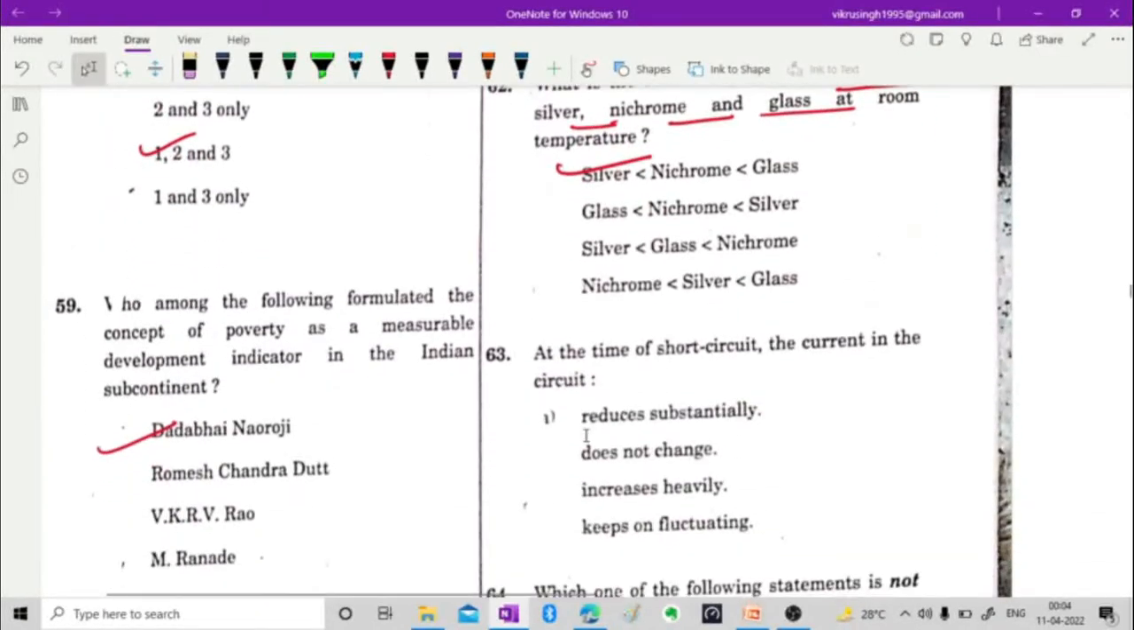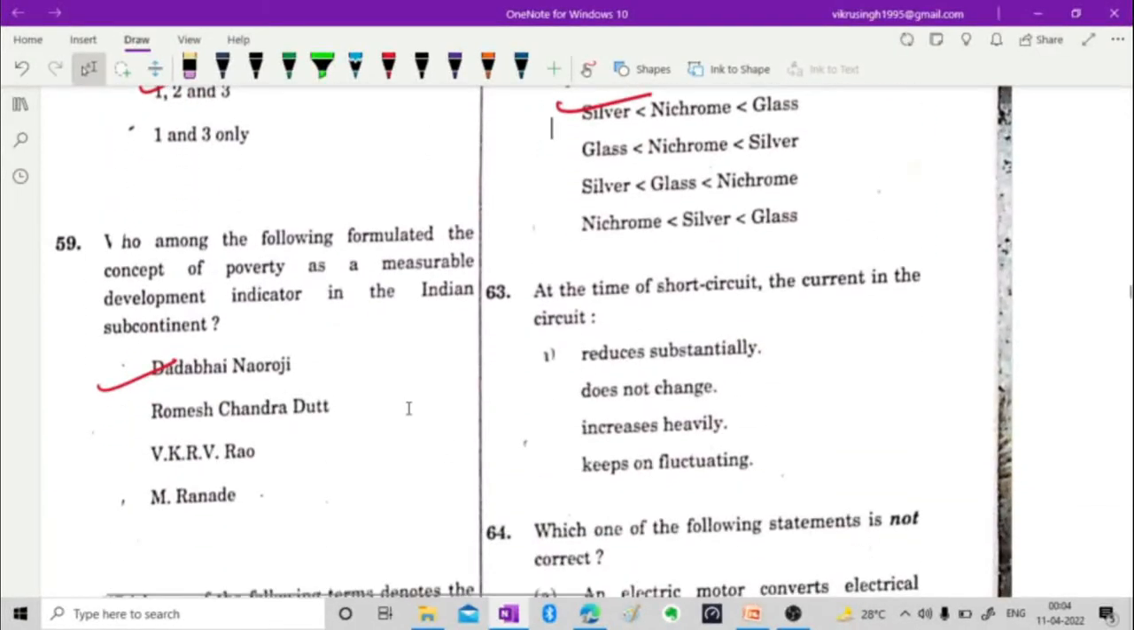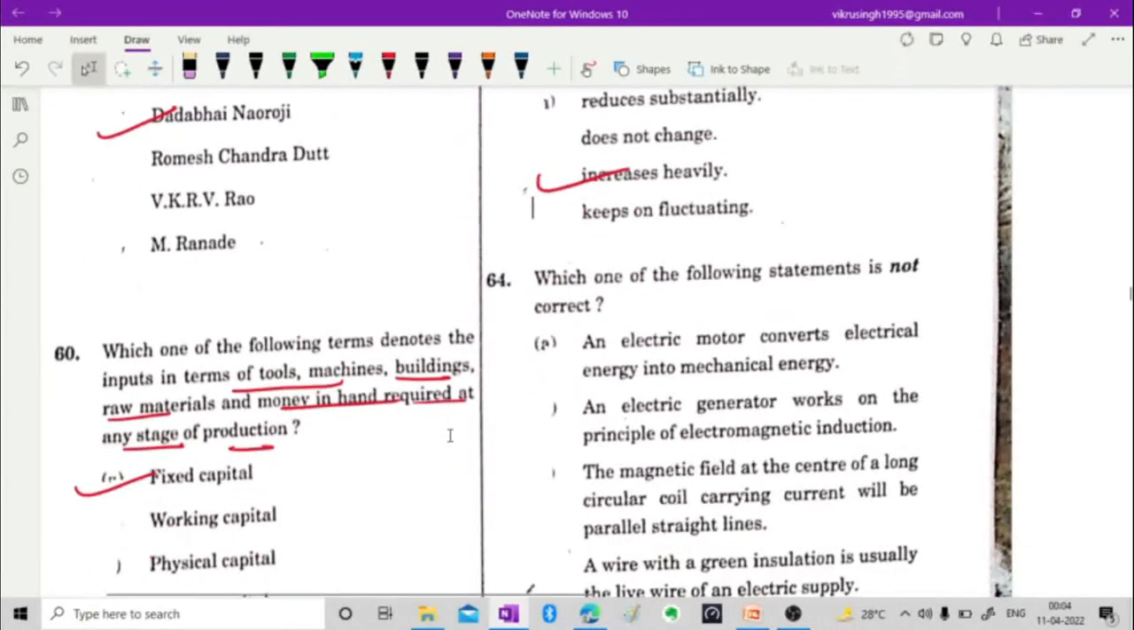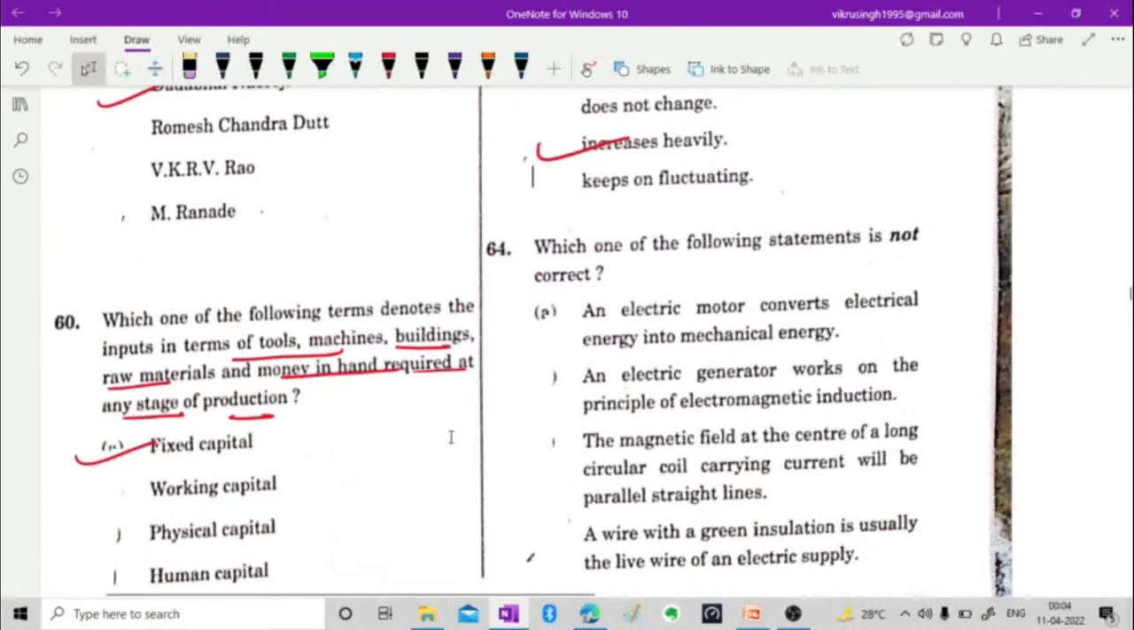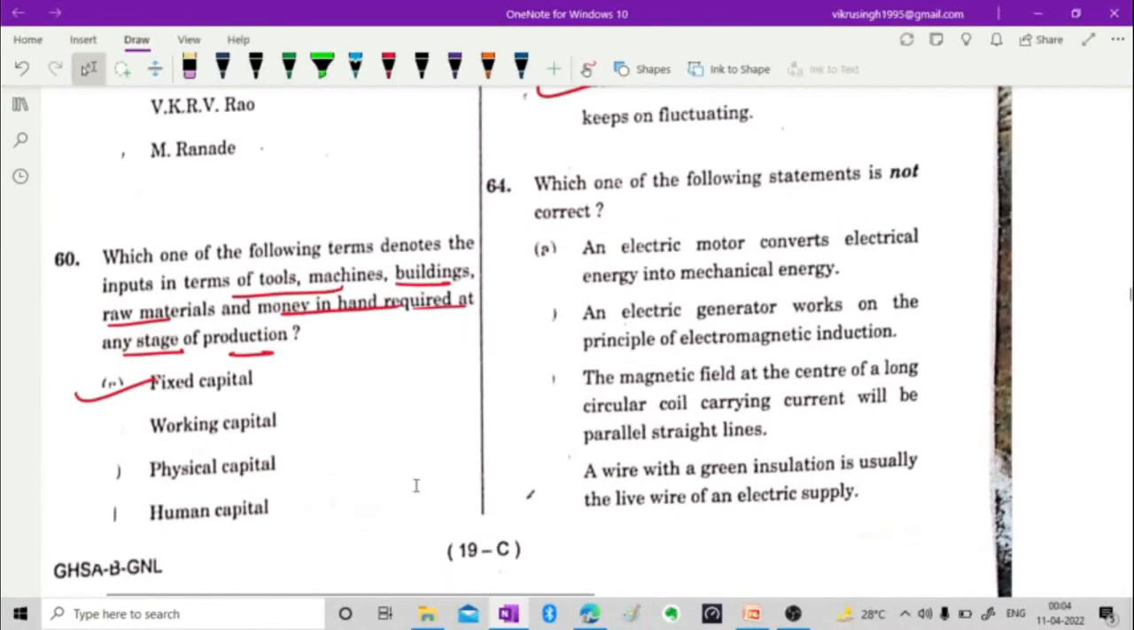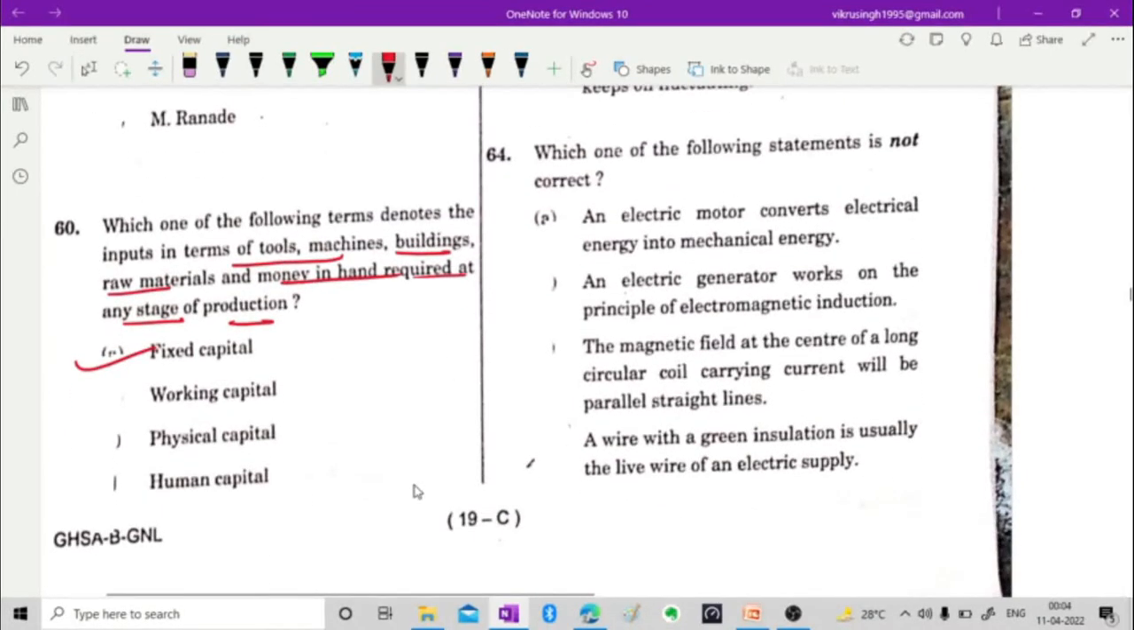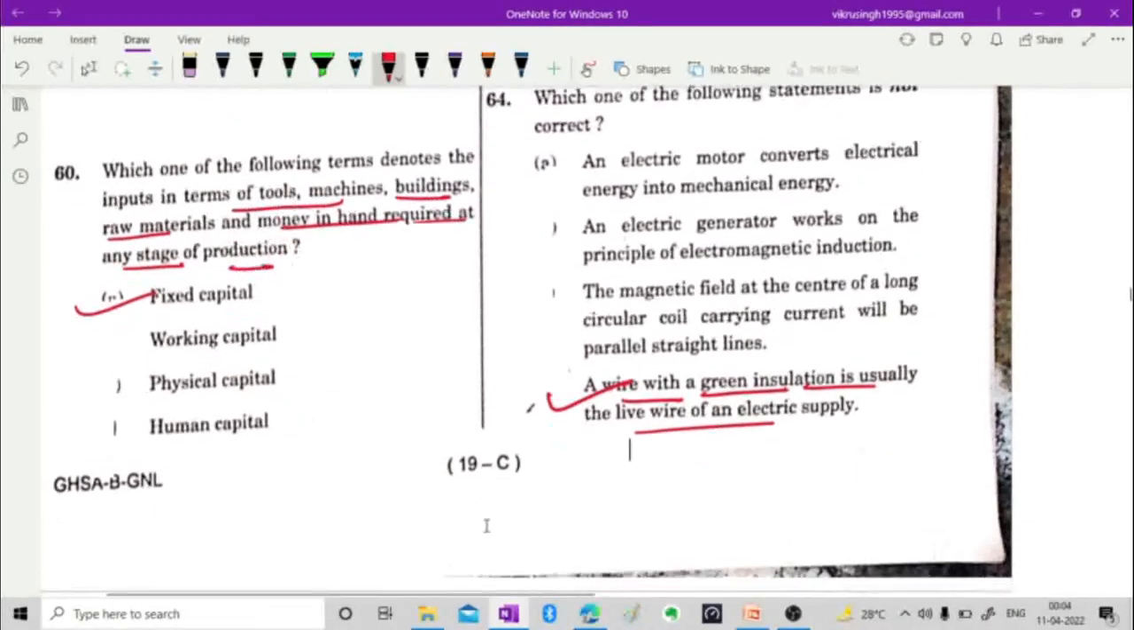Question number 63, at the time of short circuit, what happens to the current in the circuit? It increases heavily. 64, which of the following is not correct? So the correct option is, you can see over the question, option 4: a wire with green insulation is usually the live wire of electricity.